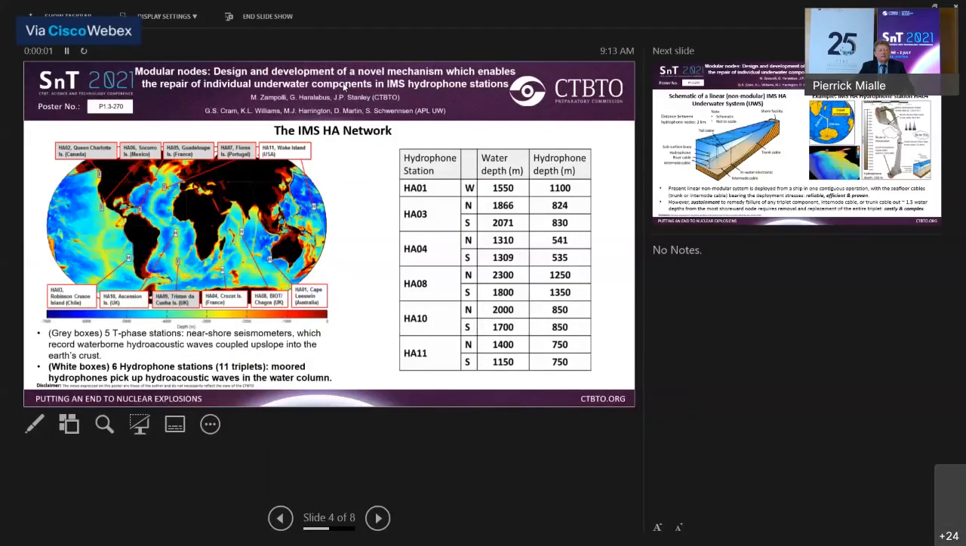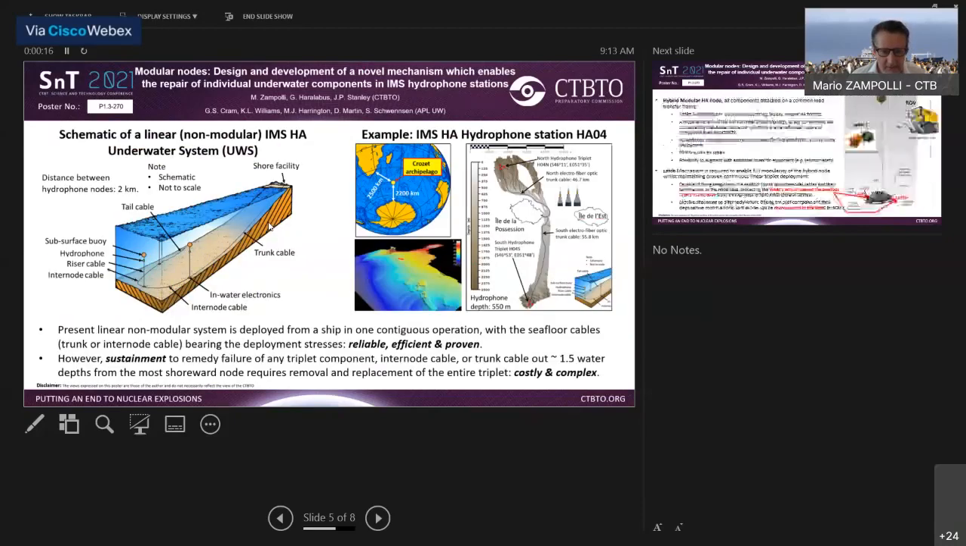So this presentation, this slideshow, refers to some engineering work that we're doing. Again, here the hydrophone stations with all their locations. The architecture of the hydrophone stations is that they are one string, one fiber optic cable connecting to a triplet of hydrophones, which are suspended in the water column at SOFAR channel depth. Right now, these systems are deployed all in one go. They're all pre-integrated in the factory and on the ship, so it's possible to deploy them very efficiently and rapidly.